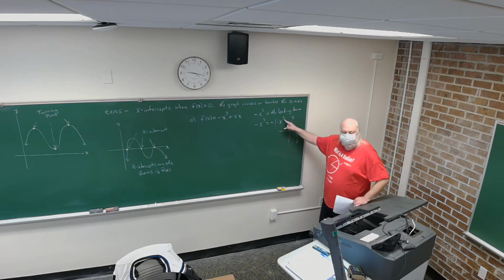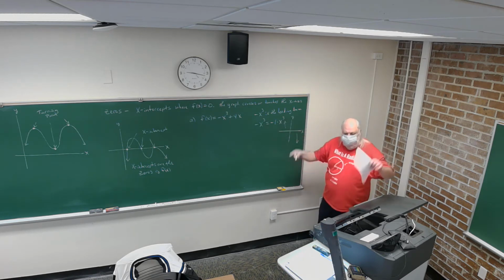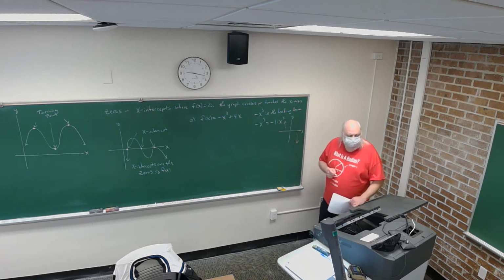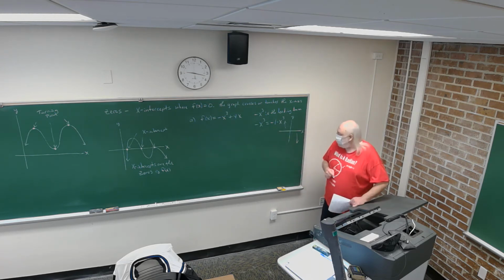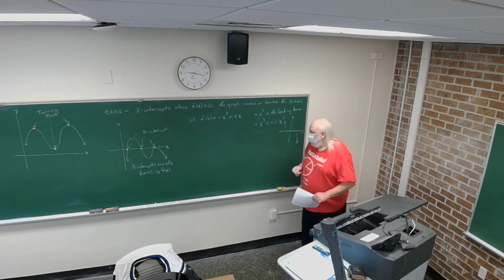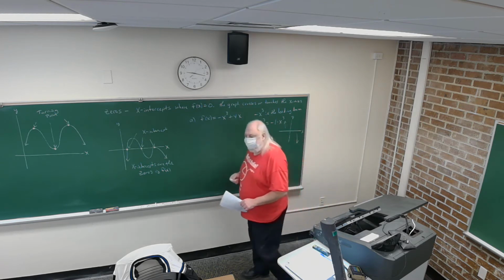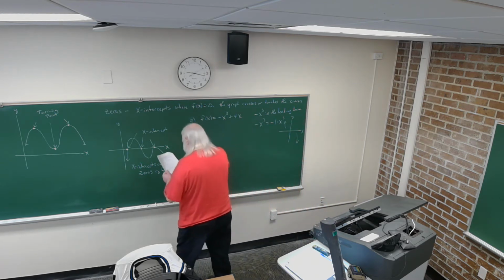So when the degree is odd, remember each end's going to go in the opposite direction. If the degree is even, they both go up or they both go down. Okay. So left end's going to go up and the right end's going to go down. Okay. So now we can find the zeros of this function.